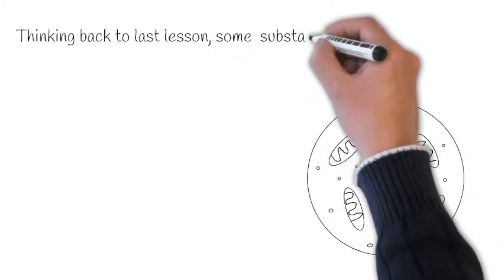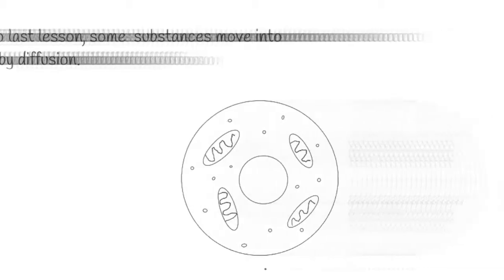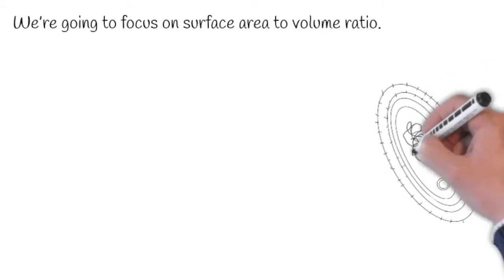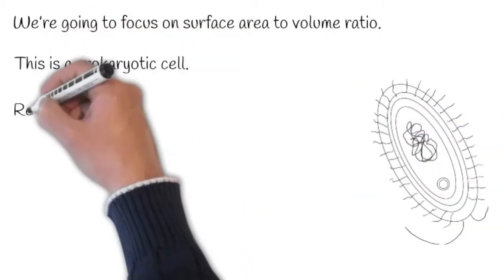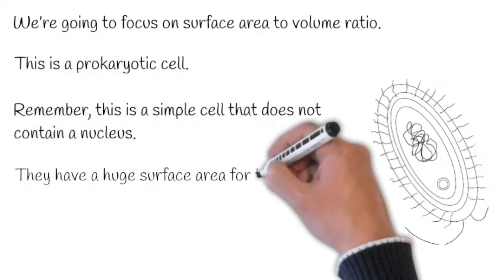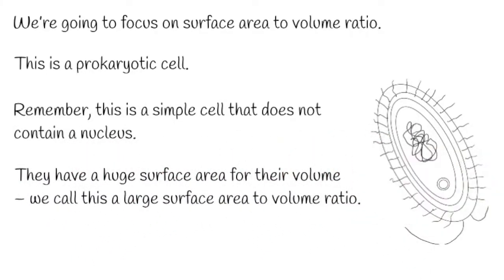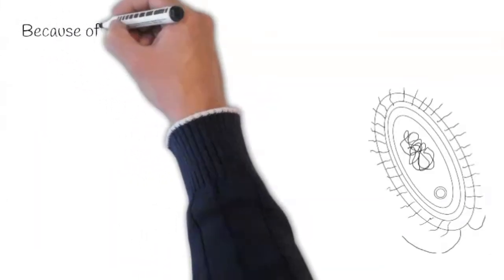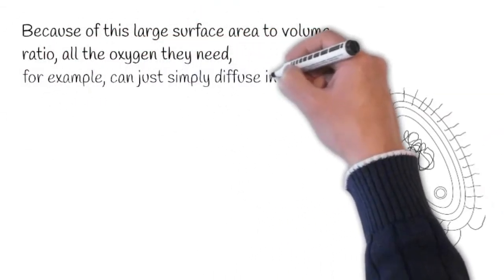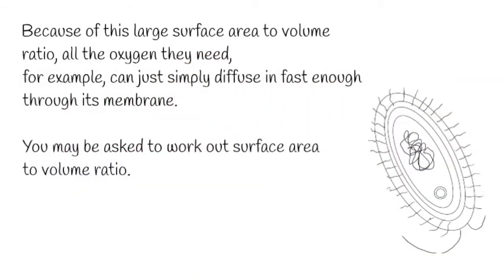Thinking back to last video, some substances move into and out of cells by diffusion. We're going to focus on surface area to volume ratio. Here we have a prokaryotic cell. Remember, they are a simple cell that do not contain a nucleus. They have a huge surface area for their volume. We call it a large surface area to volume ratio. Because of this large surface area to volume ratio, all the oxygen they need can just simply diffuse in fast enough through its membrane. You may be asked to work out surface area to volume ratio.